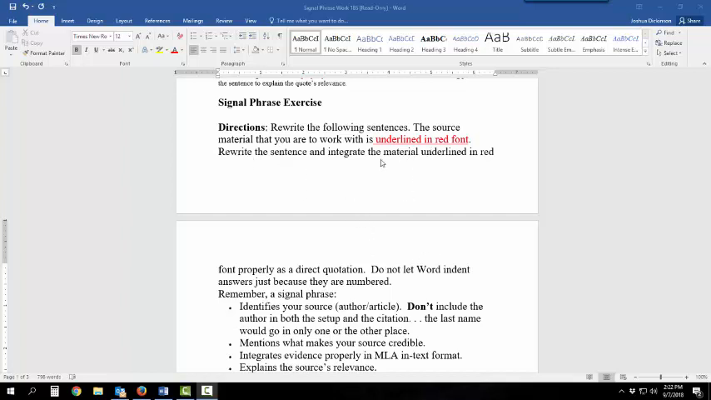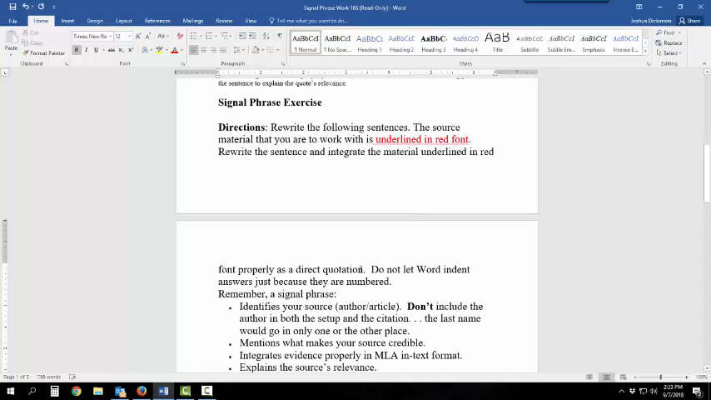We have these chunks of quotes. The required use is this underlined red font. That part of it has to be used somehow. You have to set it up. Otherwise, there's no signal phrase, and that's sort of beside the point. You would cite it. I gave the page numbers, and so you put that in parentheses. If we use the author's name for the setup, we don't also put the author in the parentheses. It goes one place or the other. So often you'll want to save the author's name for the parenthetical citation.